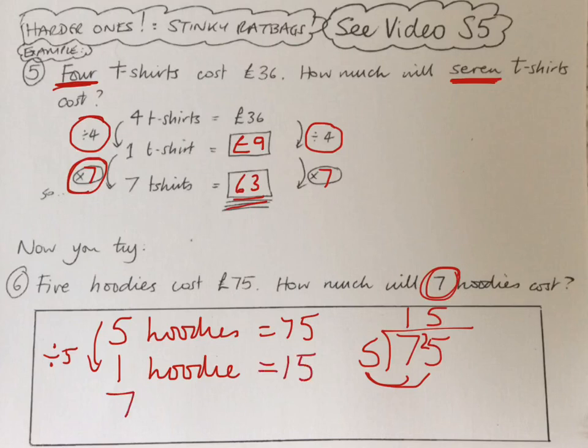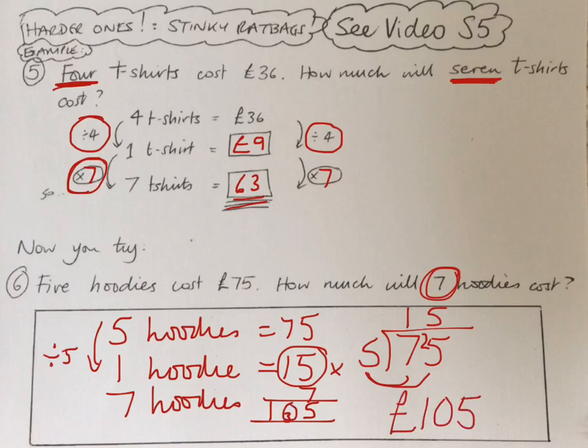From there, to work out 7 hoodies, we would have to take this number here and times it by 7. 5 7s are 35. 1 7 is 7. Add the 3, gives you 105. So it's £105 altogether. Hope that's helped you with your proportion and scaling questions.